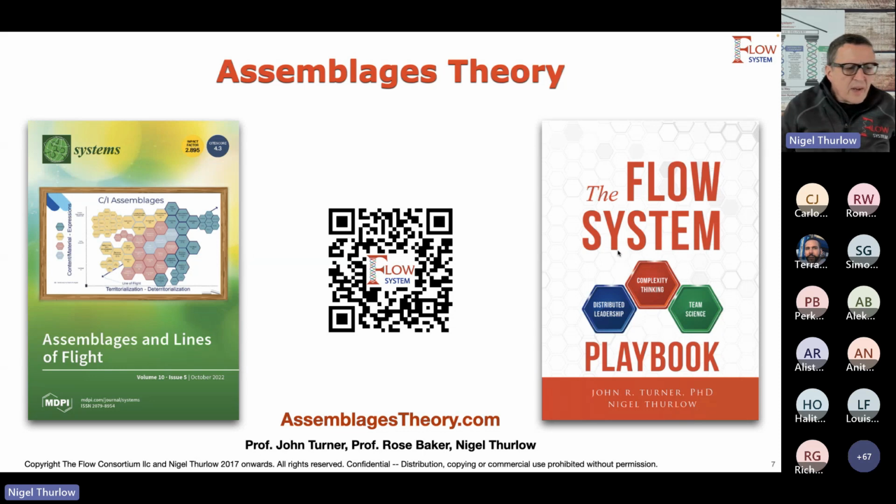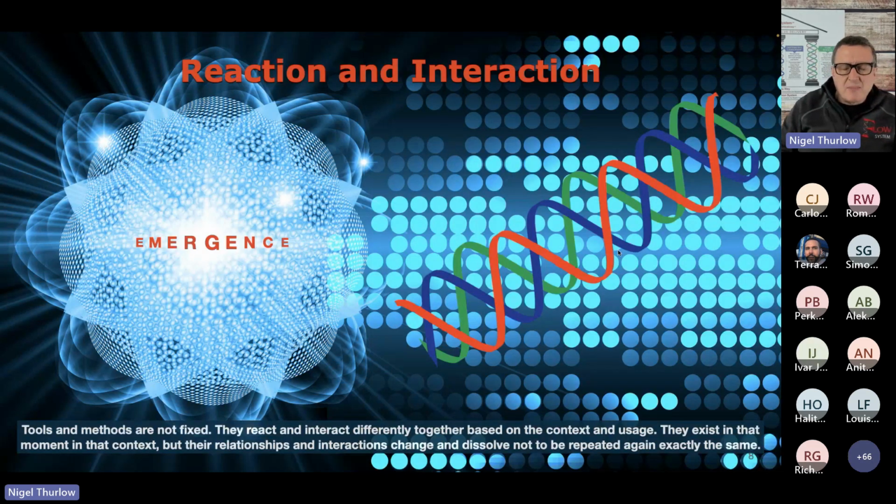So when we start to look at what we mean by emergence, we're talking about the reaction and interaction. So tools and methods are not fixed. They react and interact differently together based on context and usage. They exist in the same moment in that context, but their relationships and interactions will change and dissolve, not to be repeated again exactly the same. And that's what's defined in Deleuzian theory around assemblages, known as assemblages theory.